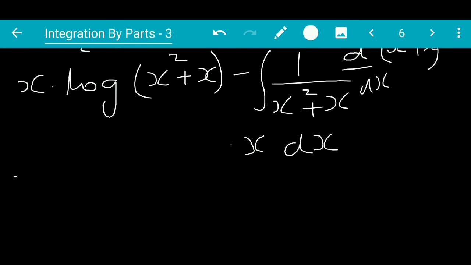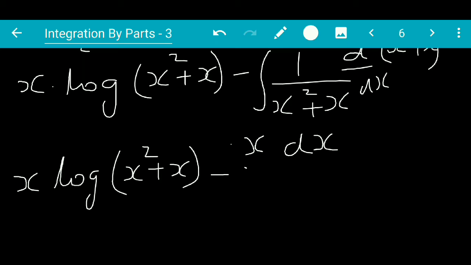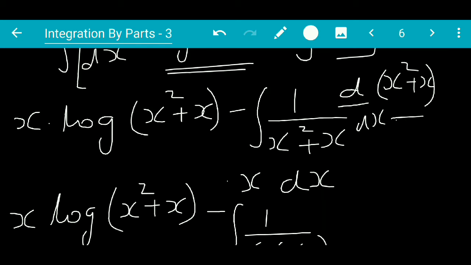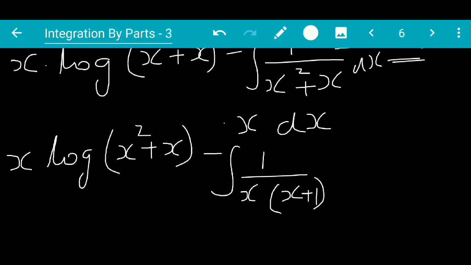So we get x, the first term is the same, minus in the second term 1 upon, let us take x common in the denominator, so x square plus x can become x into (x plus 1). And what about the derivative, that is the derivative of x square plus x. Yes, the derivative of x square plus x becomes 2x plus 1. So we get this term over here, d/dx of (x square plus x) becomes 2x plus 1, into x dx.